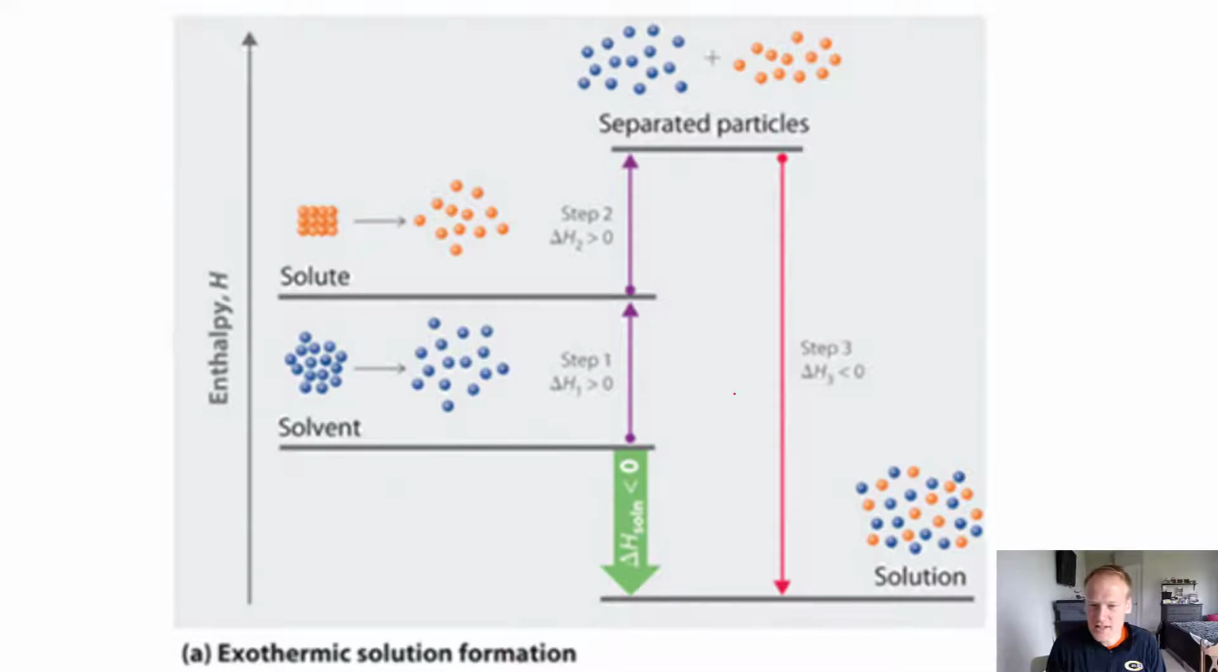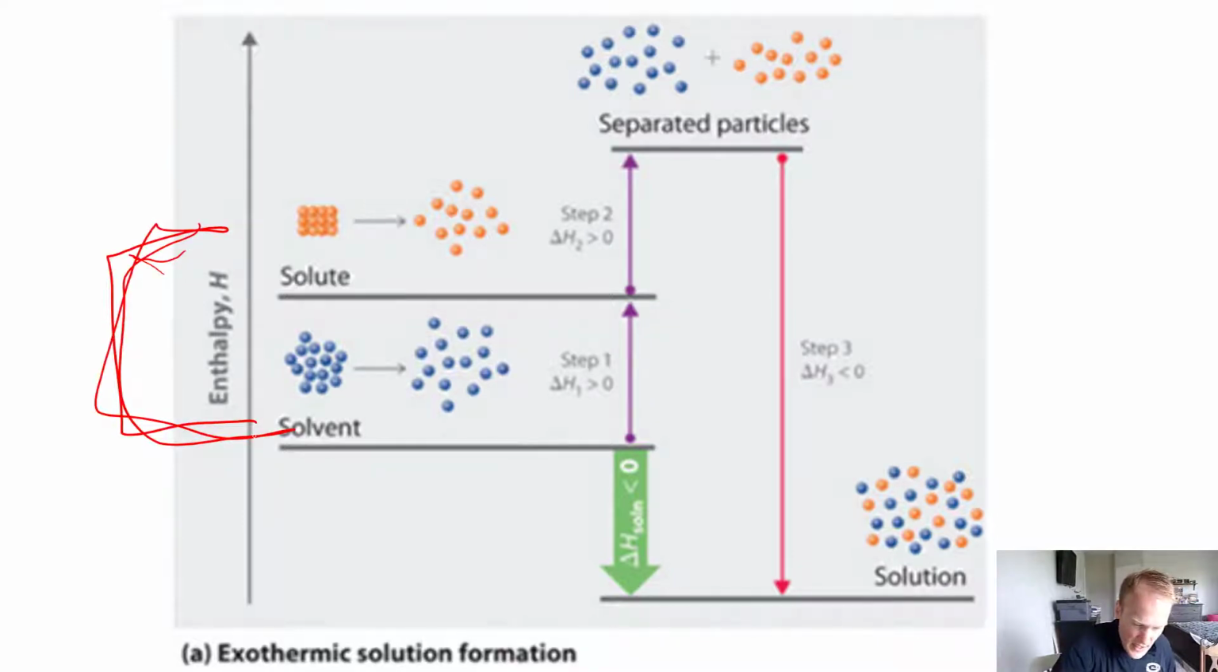Okay, so this would be an exothermic solution because at the end we started with, sorry, I'm pointing at the screen, you can't see me doing that. We started here at this heat level, and we ended way down here. So heat overall went down. So exothermic, heat was lost overall.